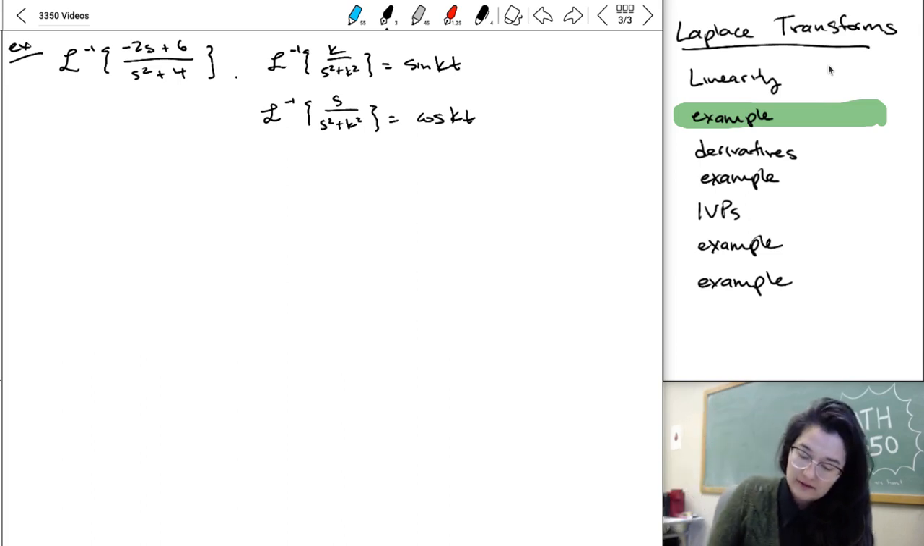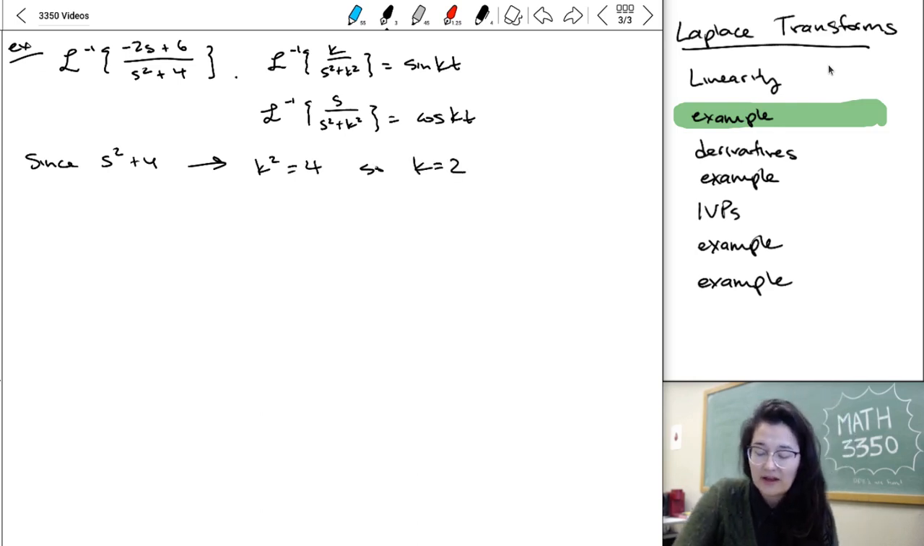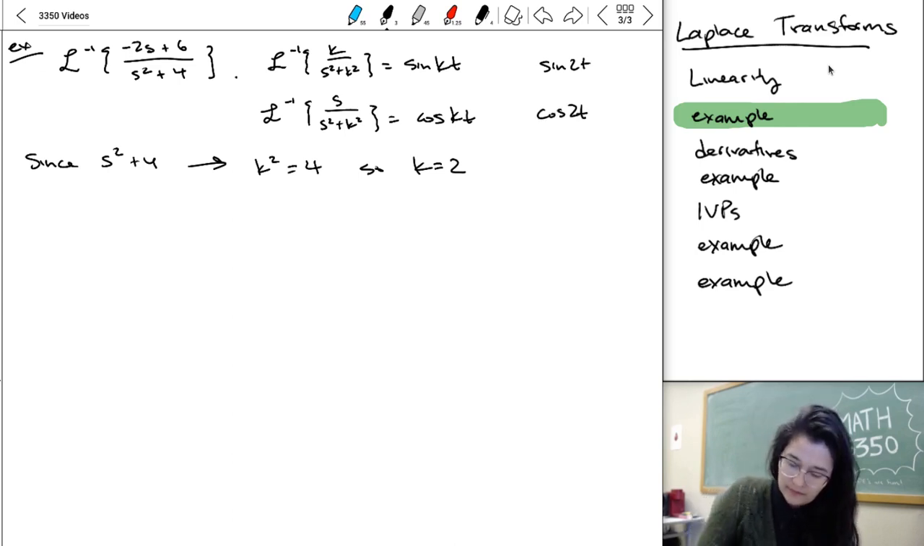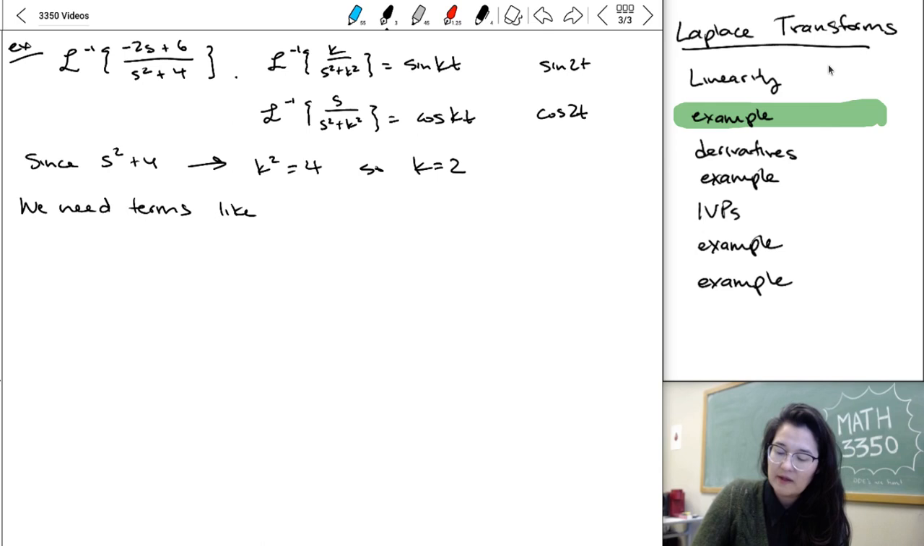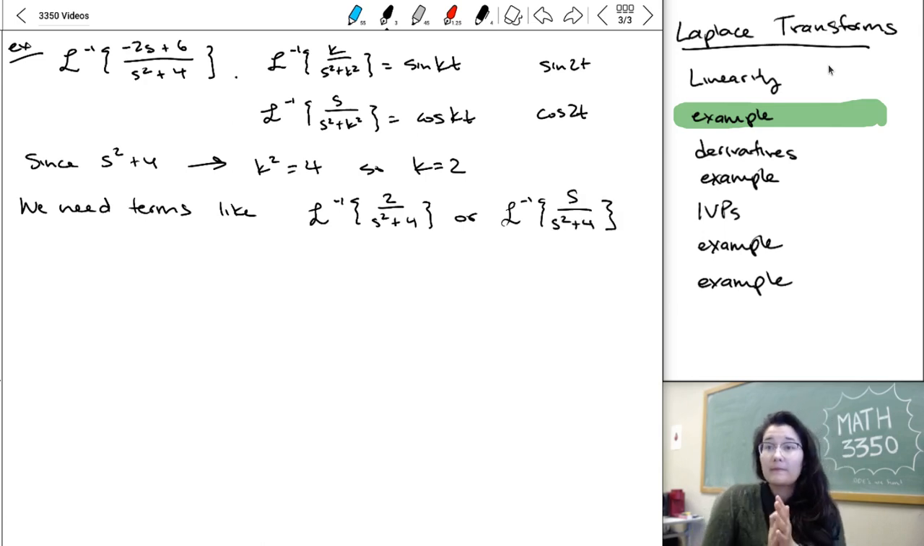Since we're looking at s squared plus 4, that means our k squared is 4, so our k is 2. So we're thinking about things that look like sine 2t and cosine 2t. That means we need to see things that end with L inverse of 2 over s squared plus 4, or L inverse of s over s squared plus 4, in order to apply the Laplace transform properties that we already know.